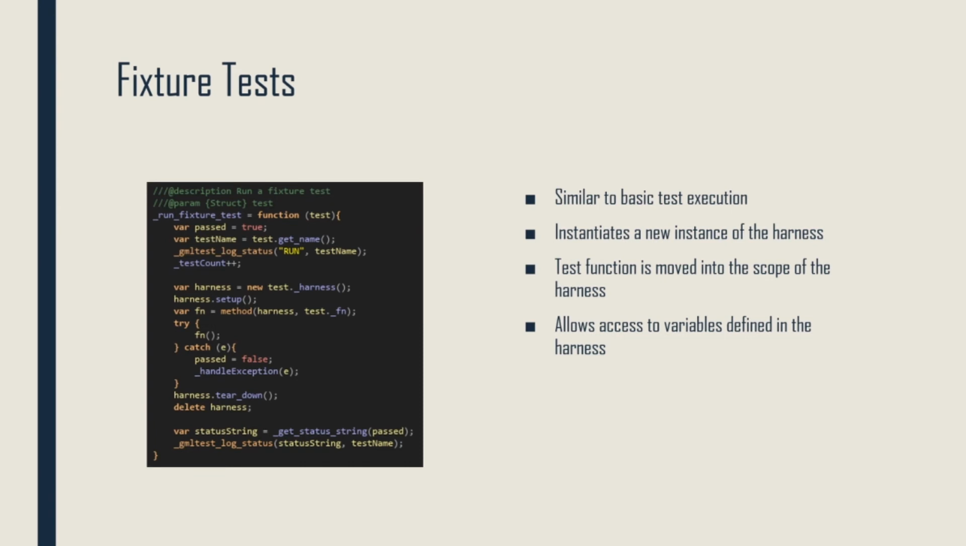It's very similar to your basic execution. You instantiate a new instance of the harness. You move the test function into the scope of the harness so that it has access to all the variables that are defined in the harness. And you do the same try catch as before, with the setup and teardown.